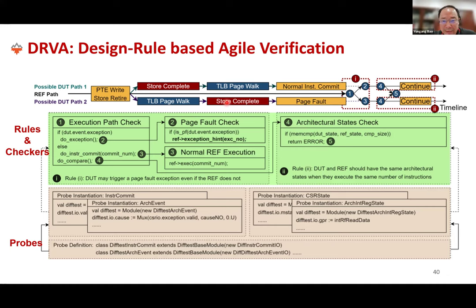It usually requires many details. So our approach is to provide some probes on the RTL code, and the probes can be inserted into the RTL design to collect information. That information will be sent to the instruction level reference model with rules and checkers. So we use rules to check whether the behavior is legal or illegal. In this way, we can compare an RTL design with the instruction level reference model.